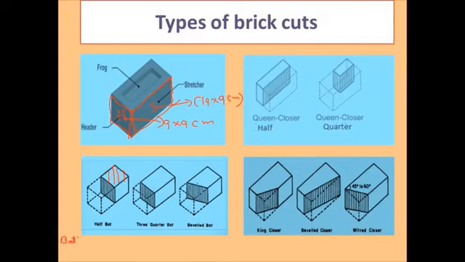Now if you cut exactly at the center like this, then the portion of the brick is called a half bat. And if you cut it at 3/4 of the length like this, then it is called a 3/4 bat. That means this remaining length should be 3/4 of the total length.